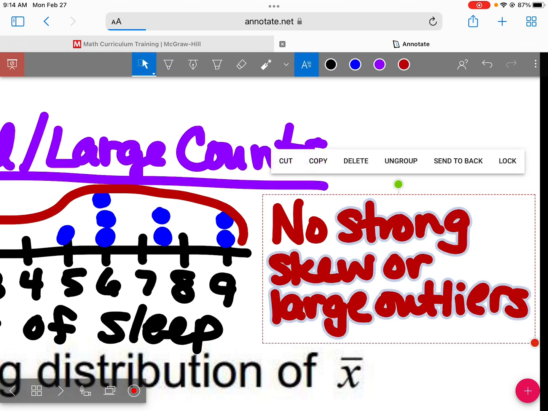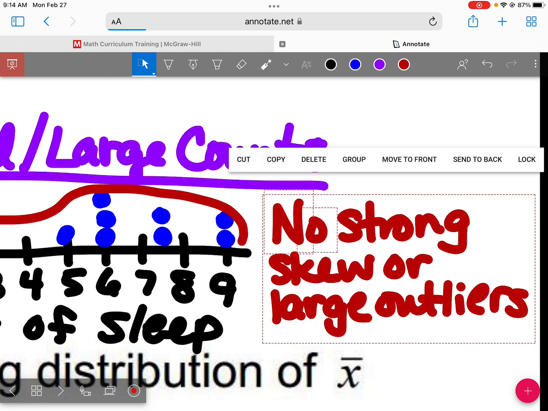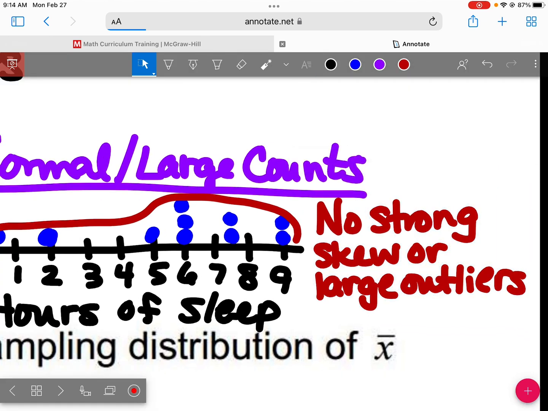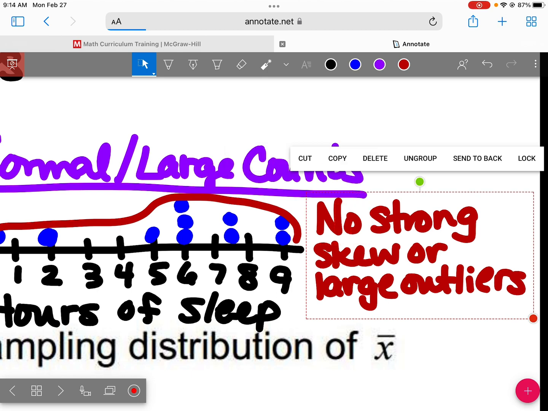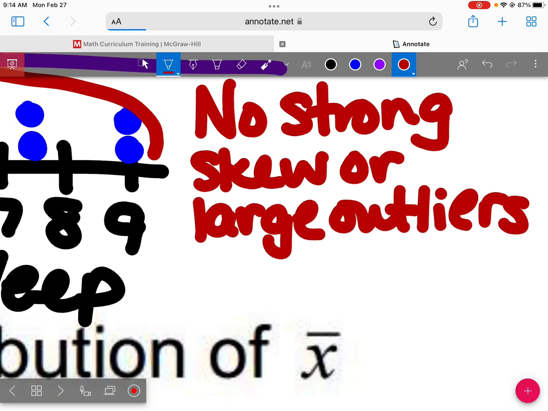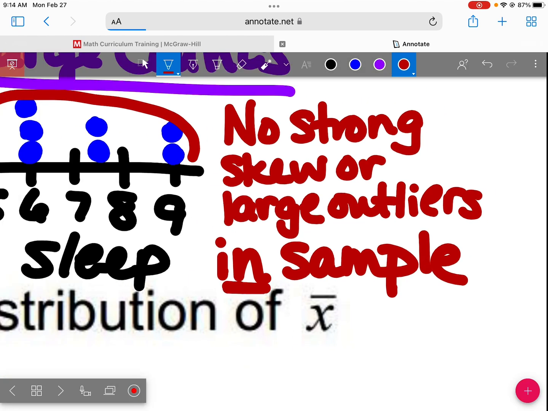What is this a graph of? Hours of sleep in whom? In our sample. So we have to actually state that because it's not the population that I have a graph of here. No strong skew or large outliers in the sample. This part is really important to include.